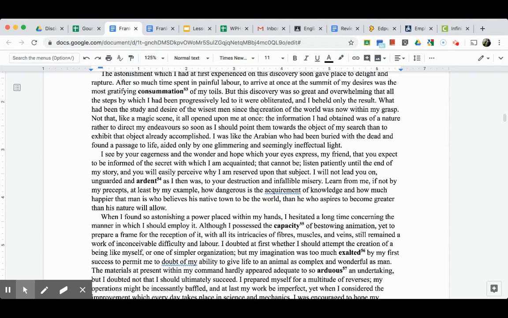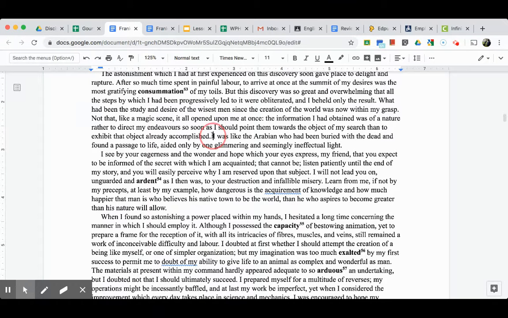It all opened to me at once. The information I'd obtained was of a nature rather to direct my endeavors so soon as I should point them towards the object of my search than to exhibit that object already accomplished. I was like the Arabian who had been buried with the dead and found a passage to life, aided only by one glimmering and seemingly ineffectual light.